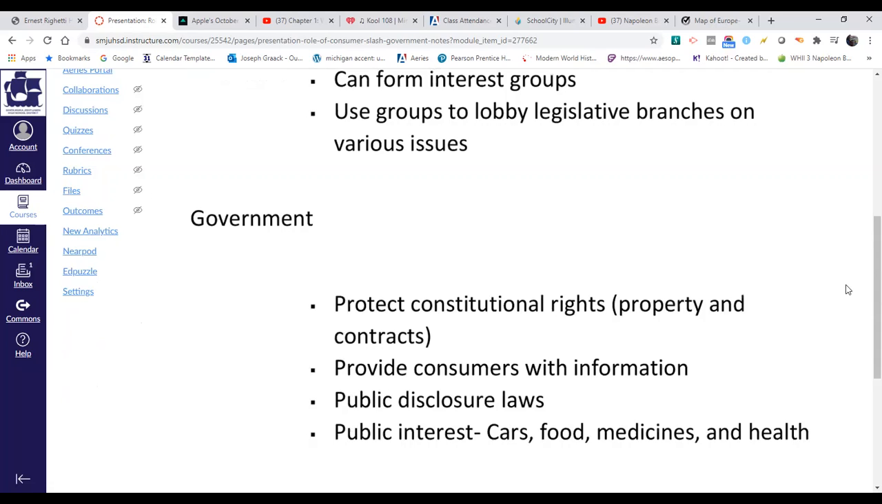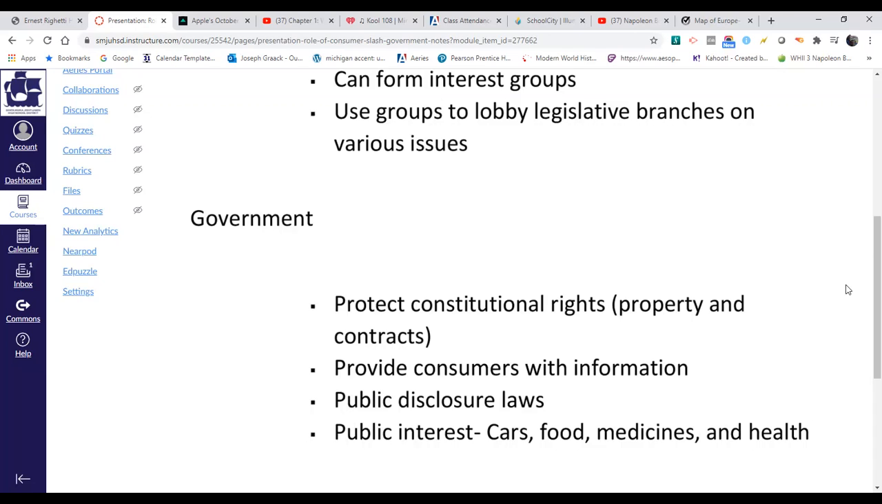You also have the government. And so as you see the trend here through the last couple of weeks, there's a lot of either-or, a lot of two groups working in conjunction with each other. The government, as we had mentioned last week, provides us consumers a number of protections and constitutional rights.